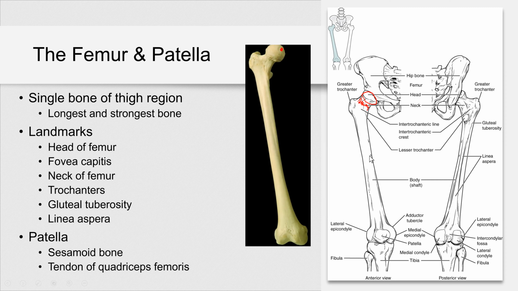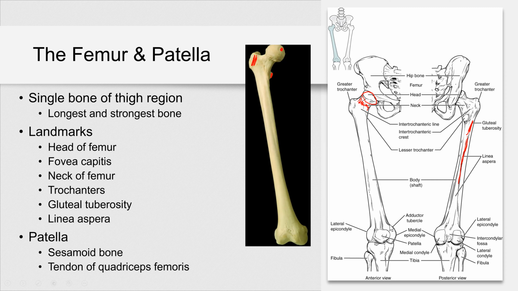It has trochanters. So this one is a greater trochanter, and over here is lesser trochanter. Gluteal tuberosity on the posterior side, where gluteal muscles are attached. Linea aspera is on the posterior side as well, and it's also point of attachment for some muscles.